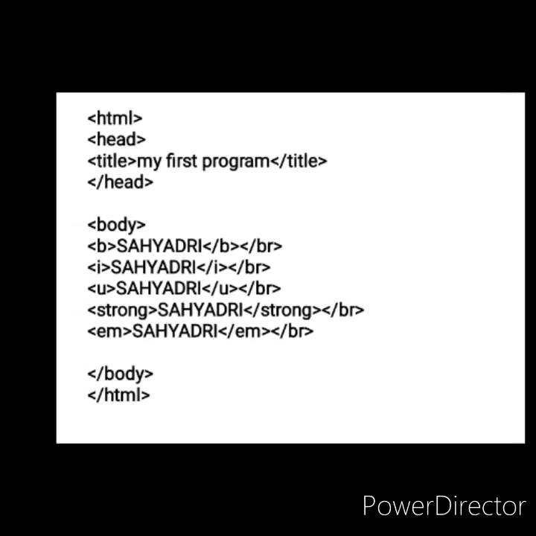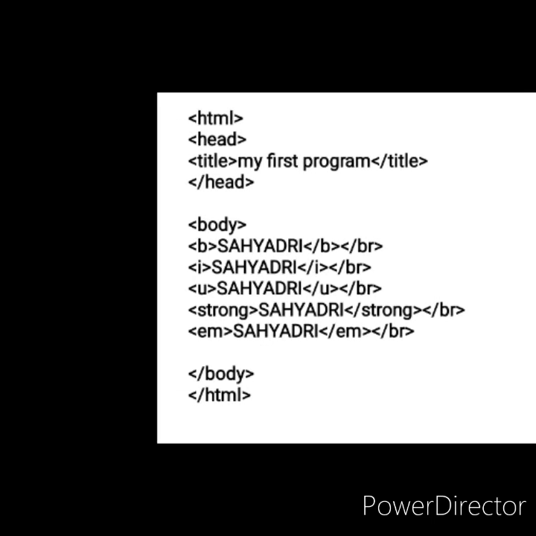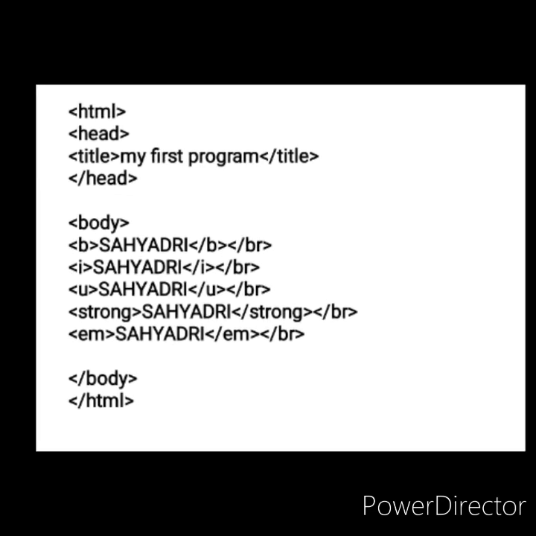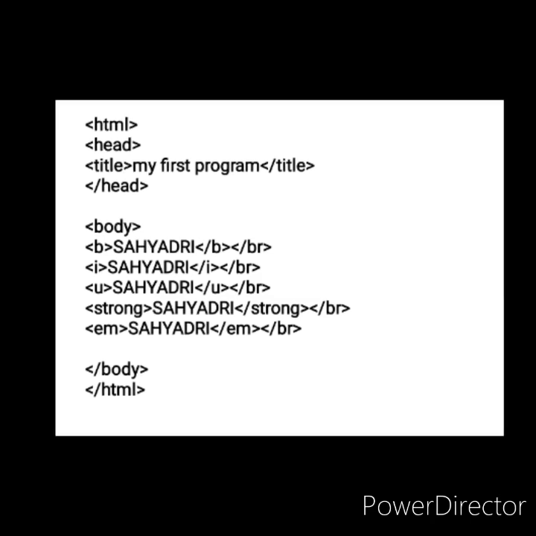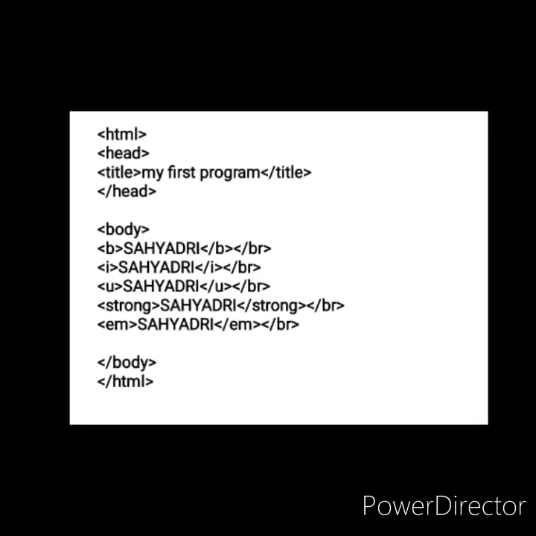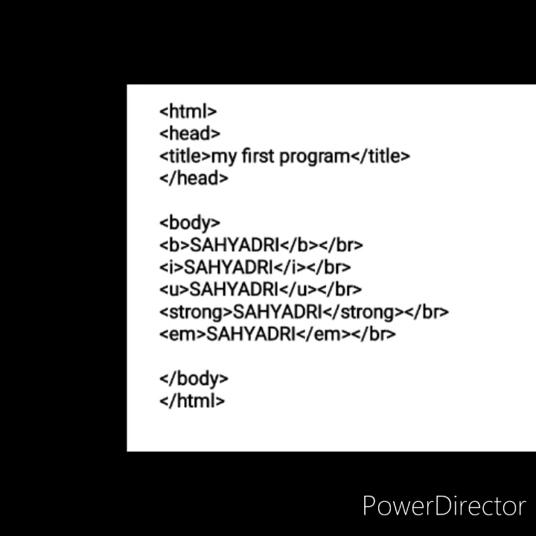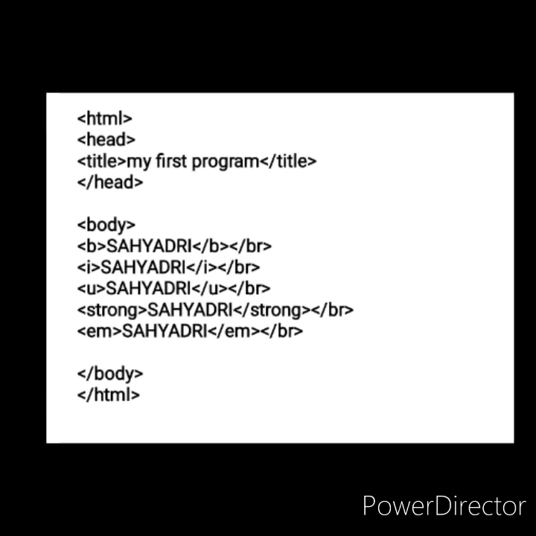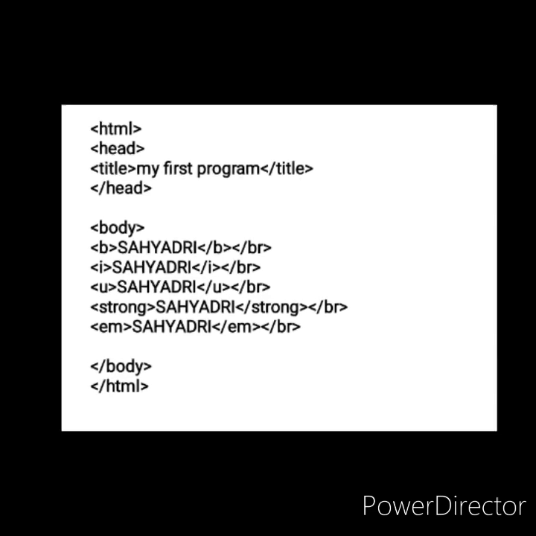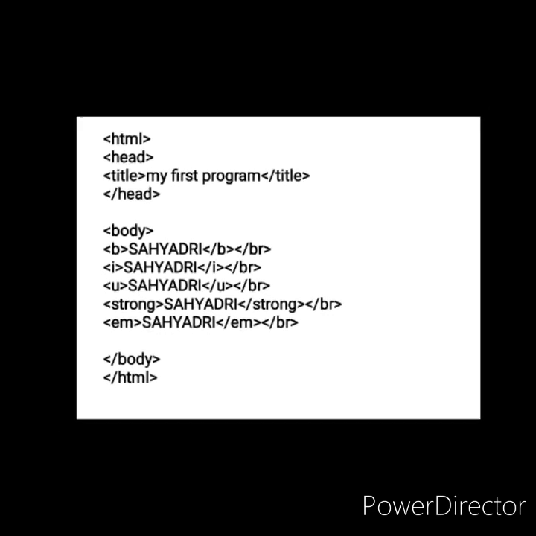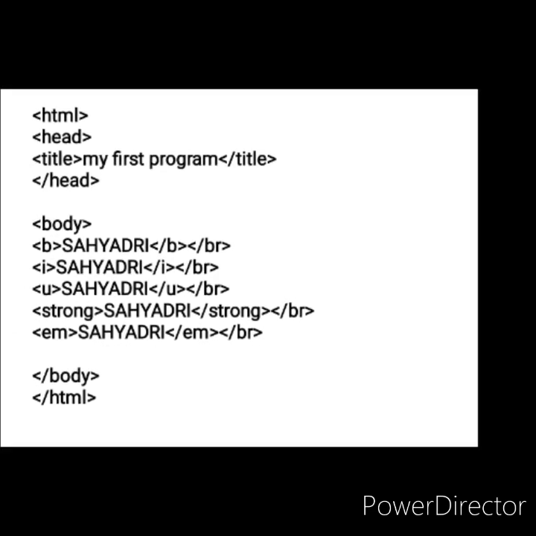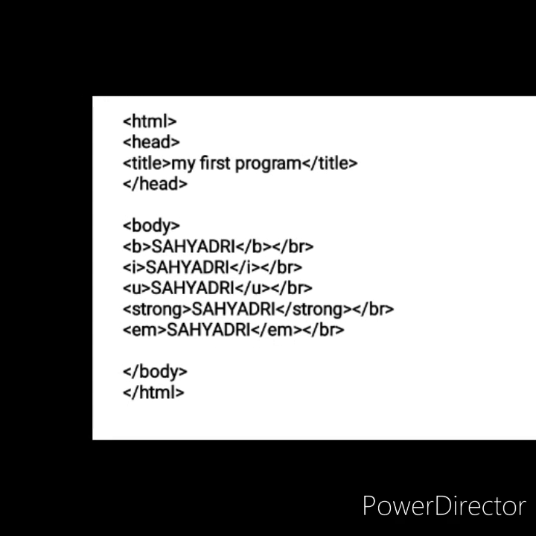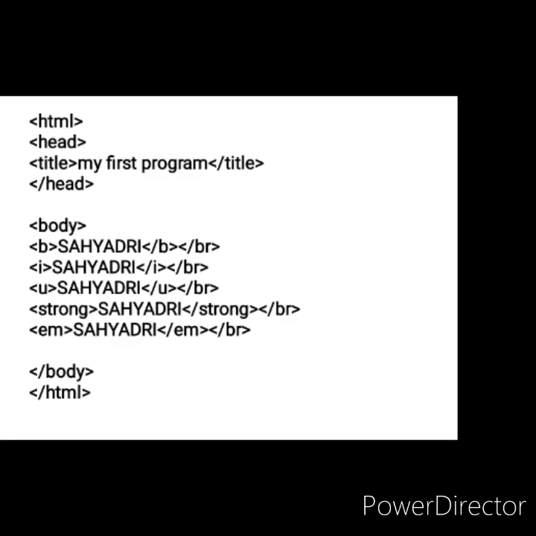Within the body part, what I am doing is I am using the basic formatting tags, all the basic formatting tags, that is bold, italics, underline, strong and then emphasized. So what I am doing is I am using the bold tag. B is used to represent the bold tag, and I am writing Sahyadri within the bold tag, and I am using BR. BR stands for break.